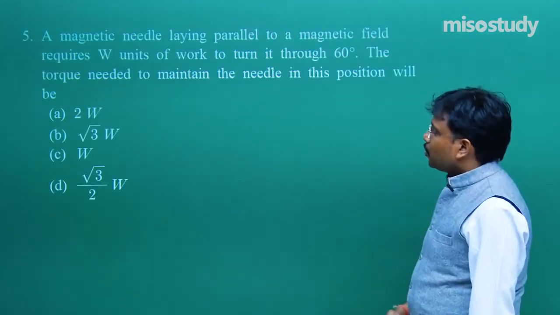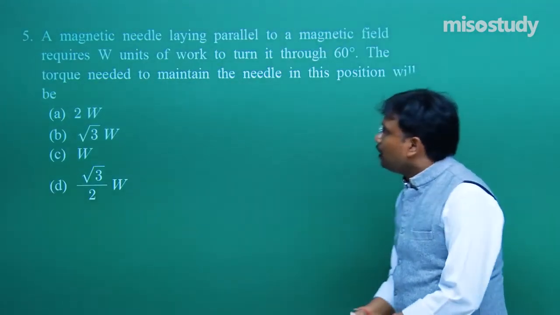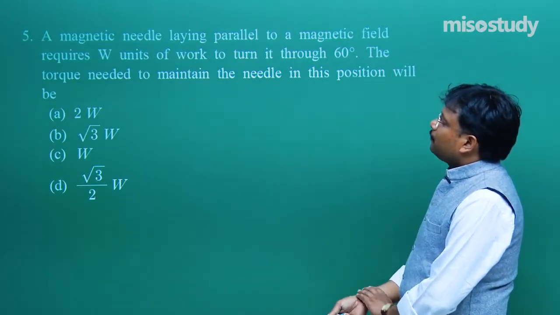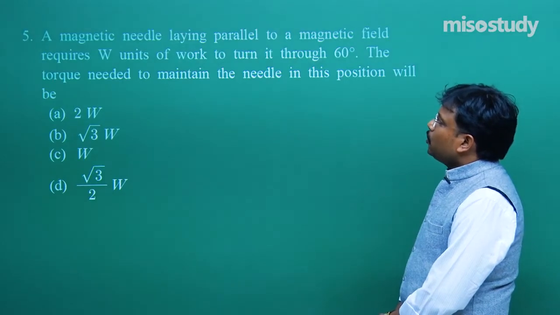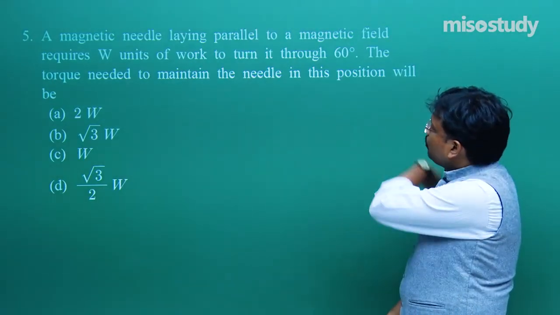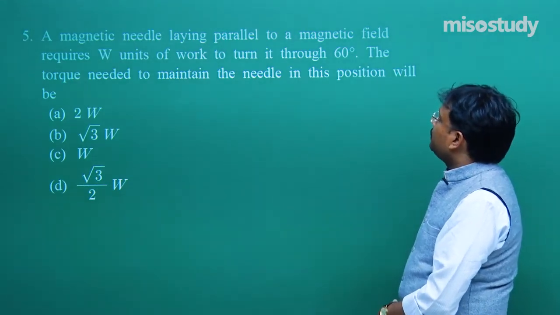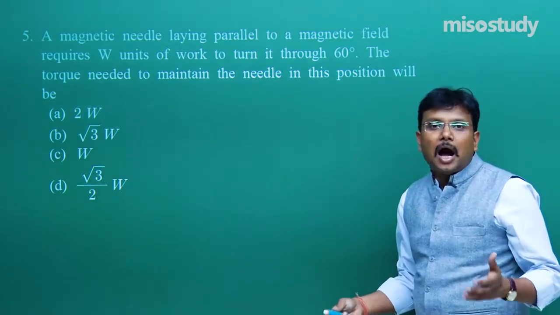Then comes question number 5. A magnetic needle lying parallel to a magnetic field requires W units of work to turn it through 60 degrees. The torque needed to maintain the needle in this position will be how much?